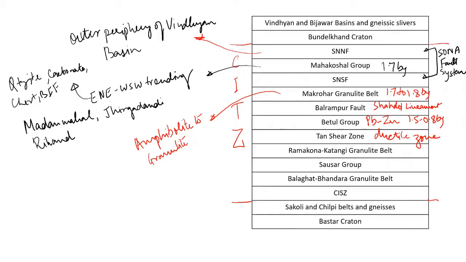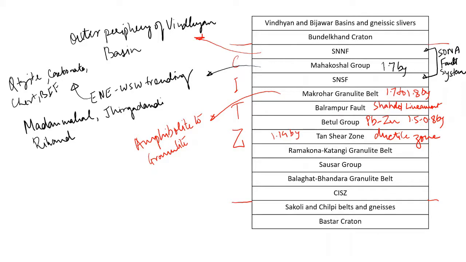Next comes the Shear Zone. The Shear Zone, which is a ductile zone, has thickness varying from 1 to 7 kilometers. These are plutons of granite which have developed mylonitic foliation, and they belong to the granodiorite alkali granite suite. Age has been given as 1.14 billion years approximately.